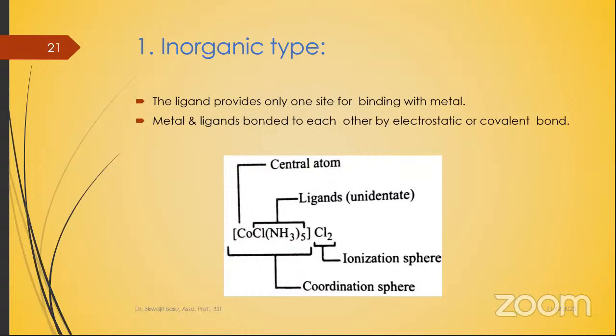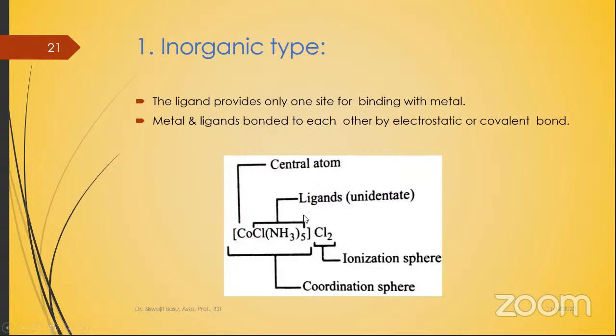Now the coordinated atoms or groups occupy the first sphere, or coordination sphere. Here the coordination sphere means this portion. This portion is known as the coordination sphere. The central atom, what is the central atom here in this case? Cobalt, Co.